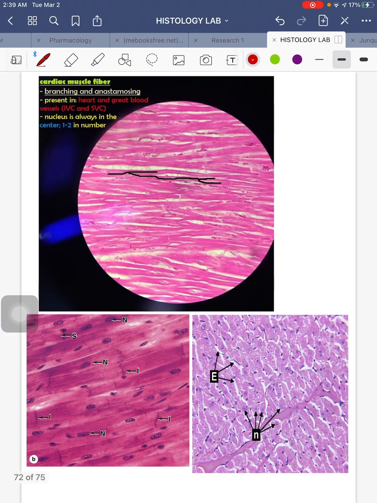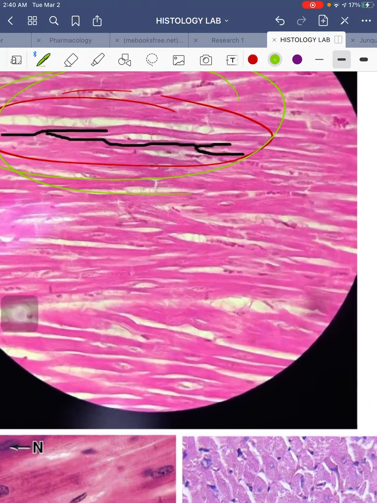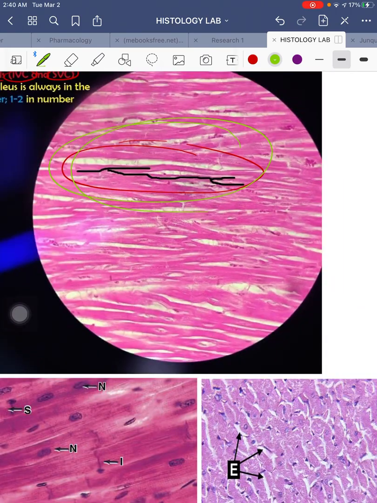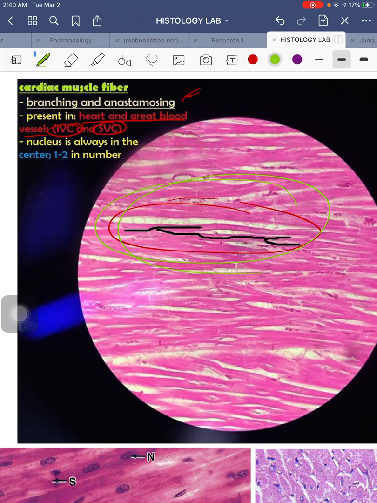Alright, so here, this is what's found in the lab. Present in your heart and great blood vessels, your inferior vena cava and superior vena cava, branching and anastomosing. You see it here, no? They branched. It's very hard to appreciate intercalated discs here. Should go to a higher magnification. And your nucleus is at the center, and usually it's one to two always.